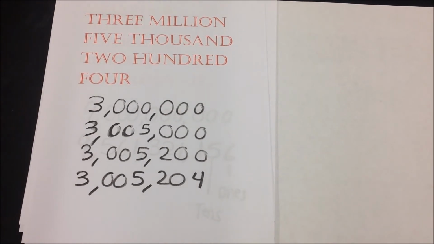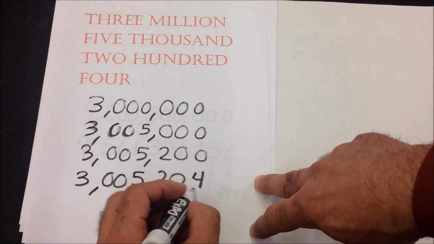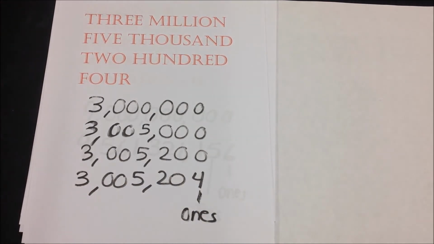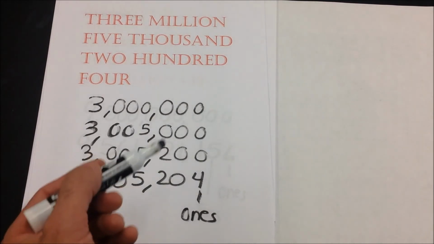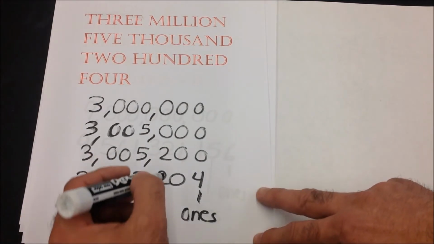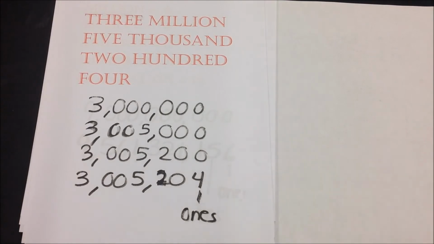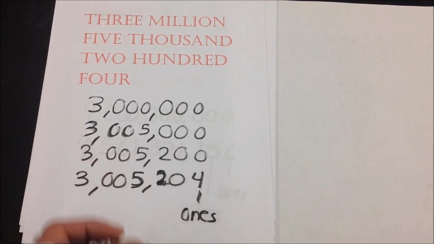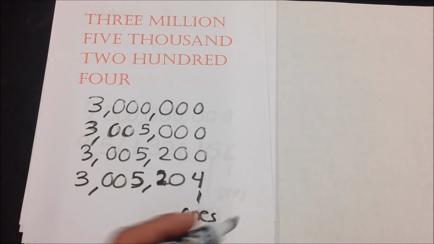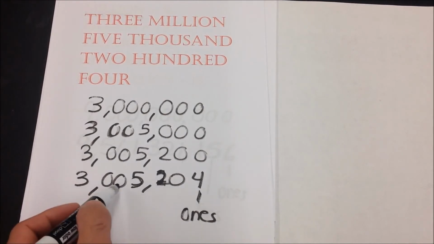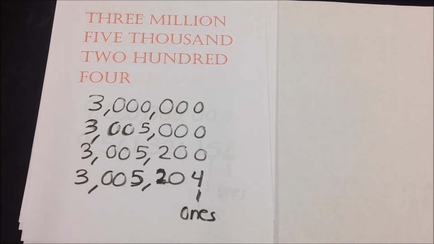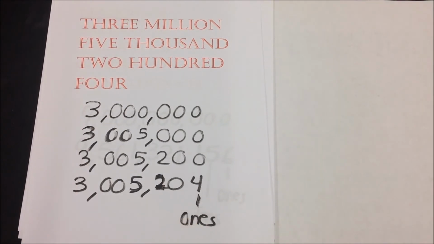Let's check out the place and the value. The 4 is in the ones place, and its value is 4. There's nothing in the tens place. The 2 is in the hundreds place, so its value is 200, and its place is the hundreds place. The 5 is in the thousands, so its value is 5,000. Its place is the thousands. So that's place and value. There's nothing in the 10,000s. There's nothing in the 100,000s. The 3 is in the millions place, and its value is 3 million.